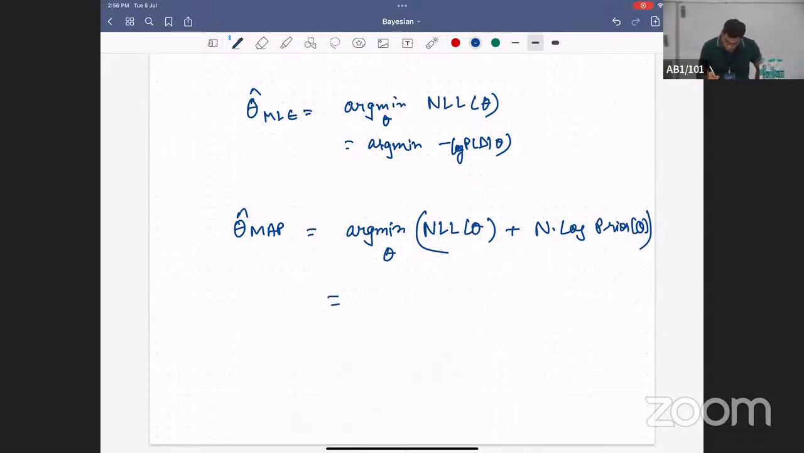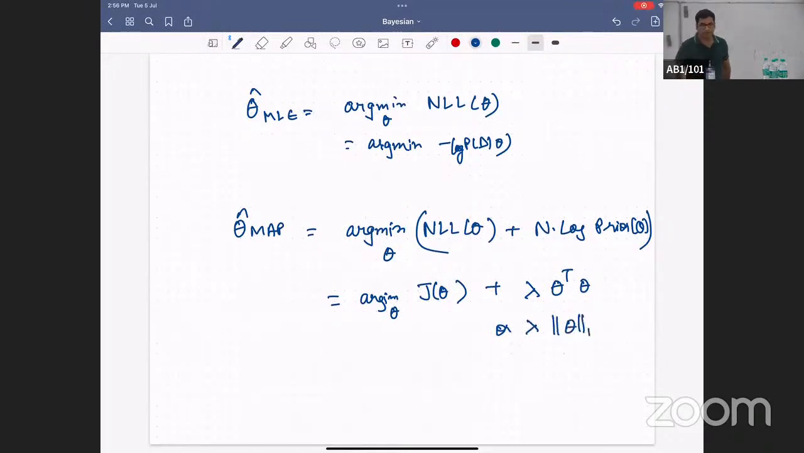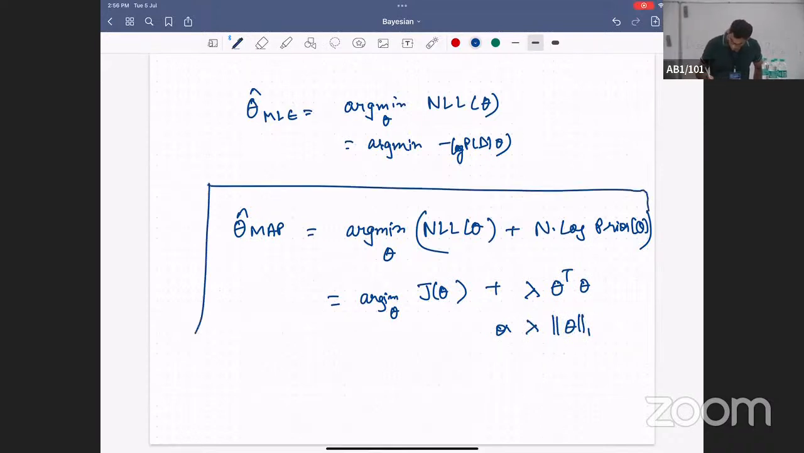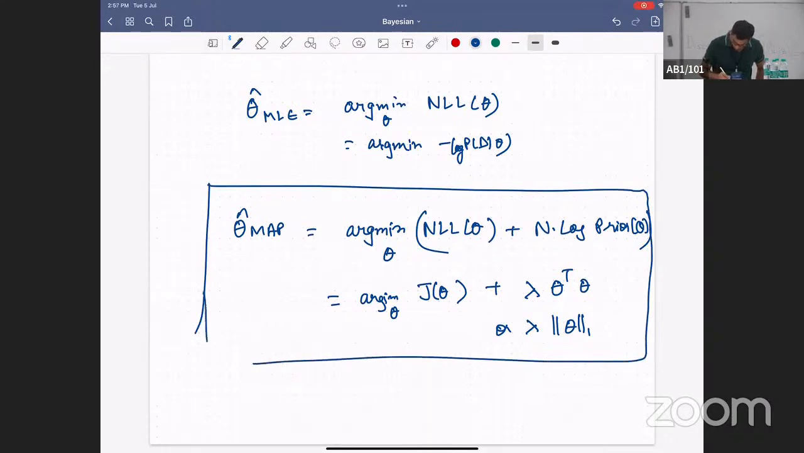Which is the same as when we were doing regularized logistic or linear regression: argmin over theta of J of theta plus lambda times theta transpose theta, or lambda times the L1 norm of theta. I haven't shown the specific derivation, but I'm trying to show the relationship between the Bayesian view and the frequentist view in which we are getting regularization in both ways, right?